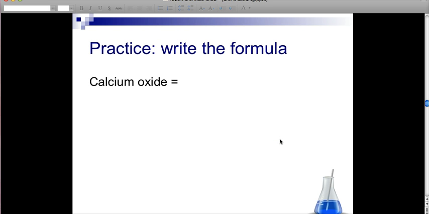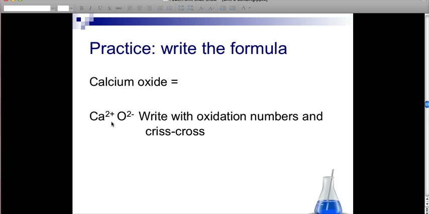So, calcium oxide has a Ca with the 2 plus, oxygen with the 2 minus. We'll write the oxidation numbers and then we will crisscross them. And here we end up with Ca2O2, but from here we need to simplify. And we end up with CaO.